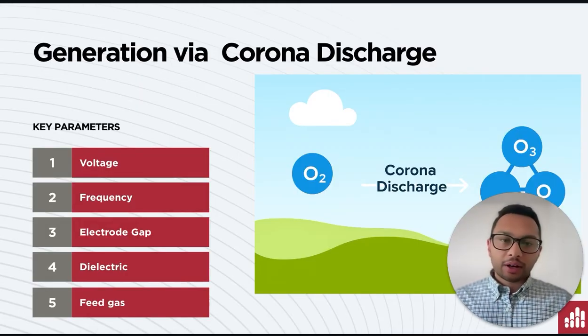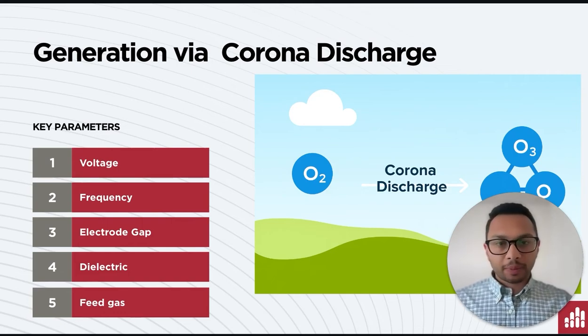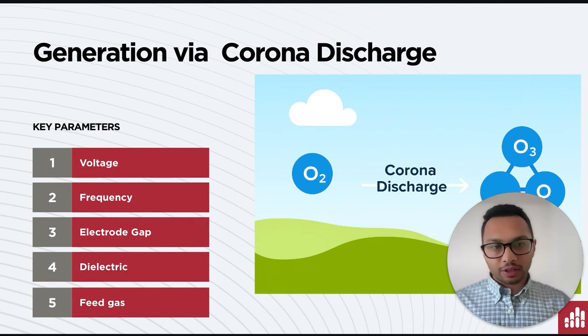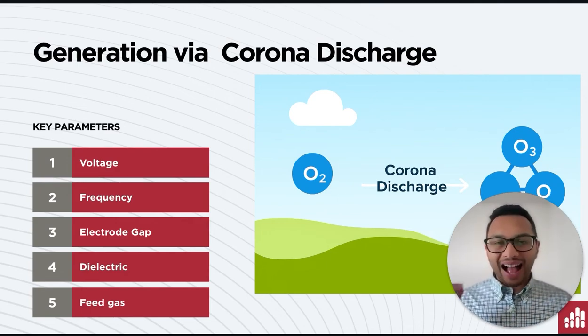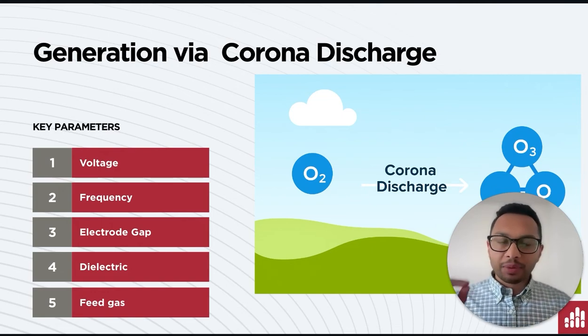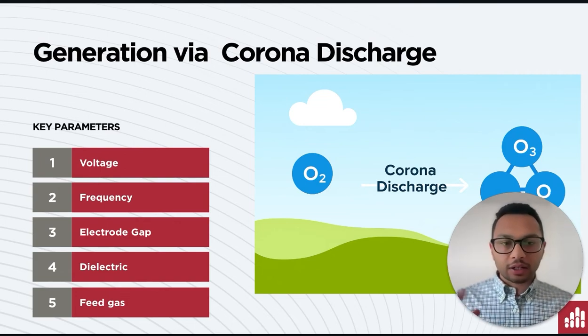Now that we understand ozone properties, let's look at how we actually generate it. Most industrial ozone systems use a process called corona discharge. This involves passing high voltage alternating current, between 6,000 and 15,000 volts, across a narrow gap between 2 electrodes. That gap is separated by a dielectric material, which prevents arcing and creates a controlled plasma field.